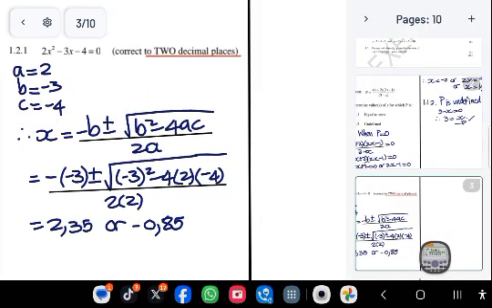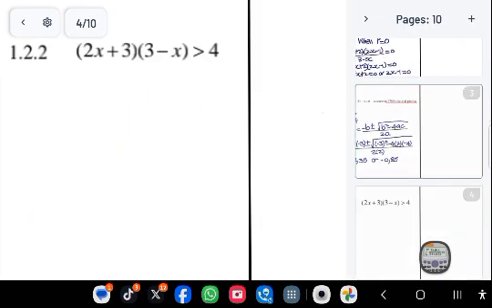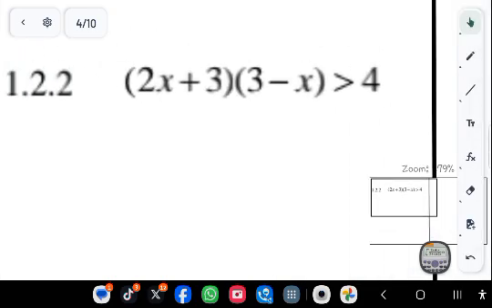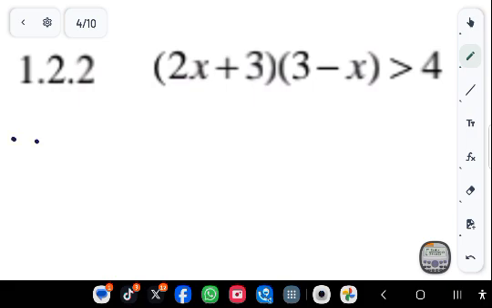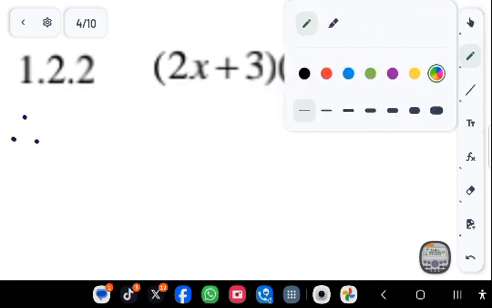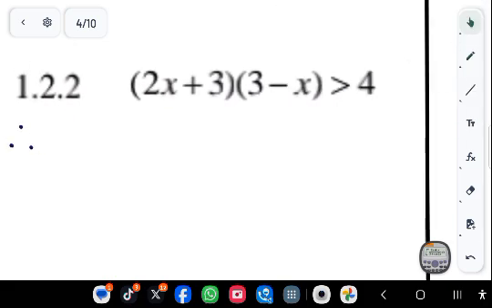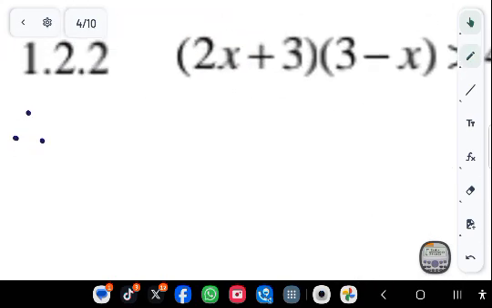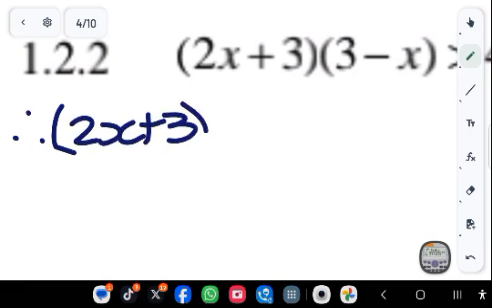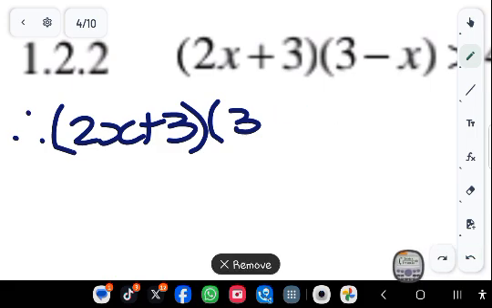Next question goes 1.2.2. This is an inequality. Solve for x, and this is the inequality. All right, solve for x when this is the case. So what you do is you take everything to the left hand side. We're going to expand, rearrange and refactorize. So make sure that you have everything ready.